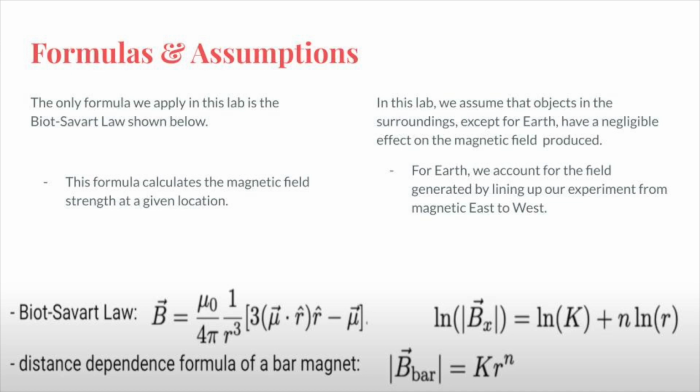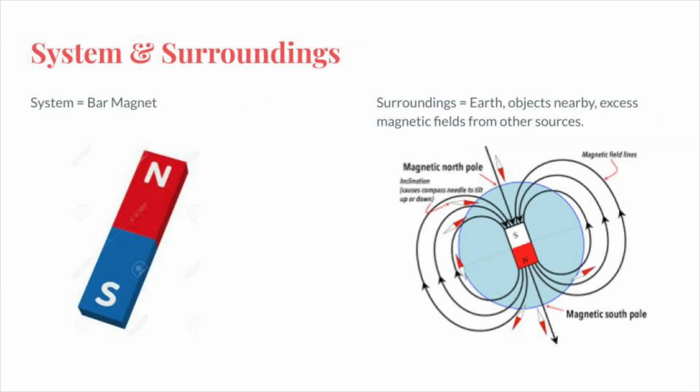In this lab, we assume that objects in the surroundings, except for Earth, have a negligible effect on the magnetic field produced. For Earth, we account for the field generated by lining up our experiment from magnetic east to west. In this lab, the system is the bar magnet, while the surroundings is everything else in the universe, including Earth, objects nearby, and excess magnetic fields from other sources, which we hope are negligible.